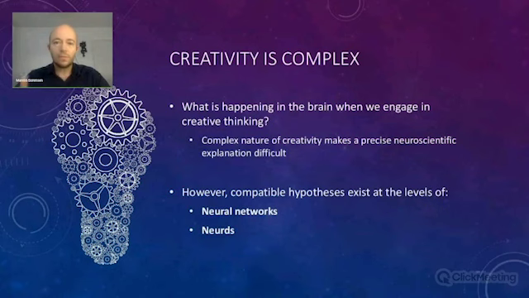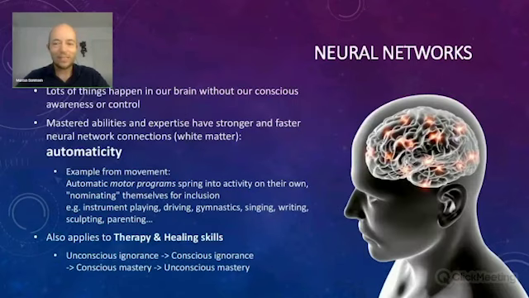So sometimes science comes up with wildly different explanations for various phenomena, and it can be quite difficult to digest that because there doesn't seem to be overlap. But what I'm going to be talking about today, what is happening in the brain when we engage in creative thinking, is going to be an explanation on the level of 2 different levels of anatomy in the brain. We're going to be talking about neural networks and what are called nerds. Okay, you'll learn more about what that means as we go along. So let's go into neural networks to begin with.